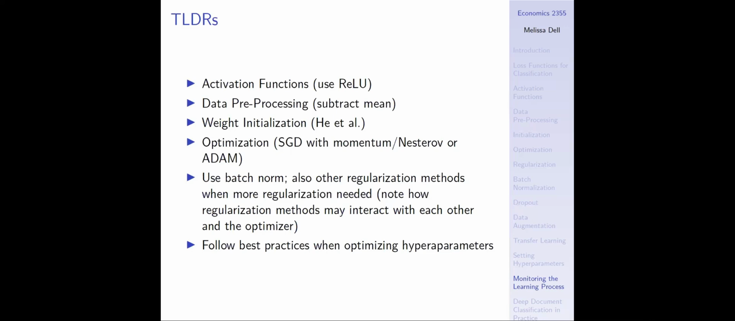And then when you're optimizing your hyperparameters, just follow the best practices that we talked about, like doing a random search, searching from coarse to fine, and really focusing on getting the learning rate correct. Are there any questions about this redux of training neural nets?